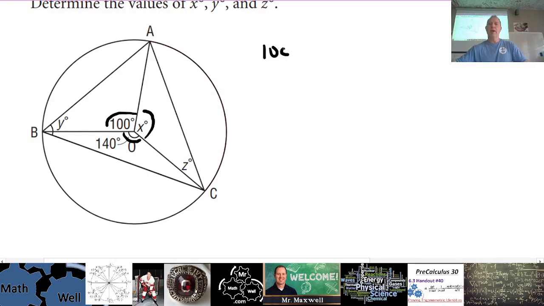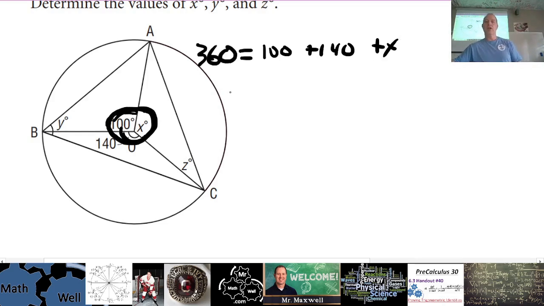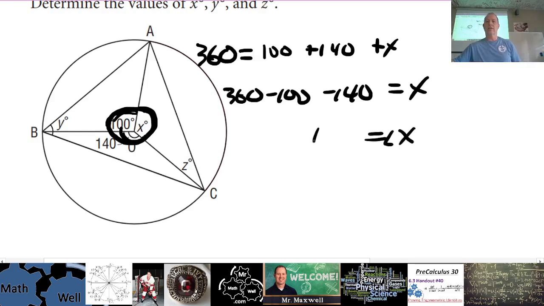But did you know that 100 degrees, this one here, plus 140 degrees, this one here, plus X, this one here, that actually adds up to a complete circle. And we know that the degrees in a complete circle is 360. So 360 has to equal this sum. So let's do 360 minus 100 minus 140. That should equal X. So what's that? 260, 160, 120. So angle X is 120. You guys okay with that? You guys agree with that? Okay. That's a great way to start.